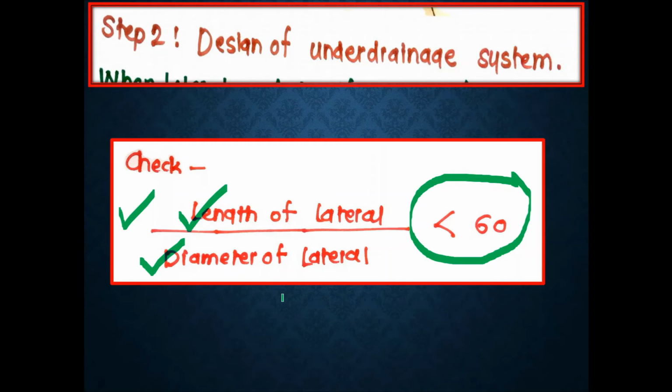Hence, this is an important check in order to check the design of the under drainage system. Length of lateral divided by diameter of lateral should be less than 60, then your answer is correct, or the design is correct.